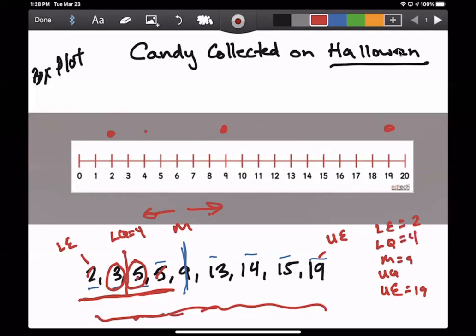And again, this is not stuff you have to do in 7th grade. I'm just reminding you how we got them. Now to find my upper quartile, I'm going to find the median of the right side. I cross out the smallest, the biggest, and I'm left with these two numbers, 14 and 15. Right in the middle of 14 and 15 is 14.5. So I know that my upper quartile is 14.5, and I'm going to put that dot there.